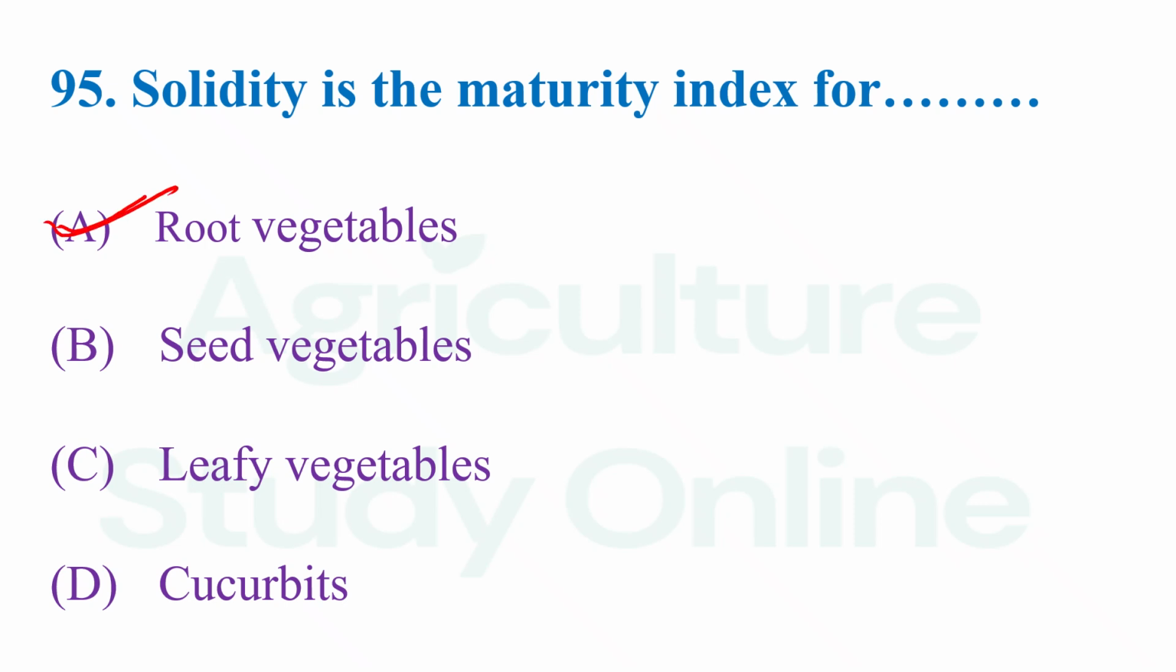Whereas in seed vegetables, maturity is judged by the seed development. In leafy vegetables, it is based on the leaf size, its tenderness, its color. And in cucurbits, it is judged by the size, its rind hardness, and mainly the color. So over here, for the root crops, mainly the firmness, solidity is the key maturity indicator. So correct option is A.